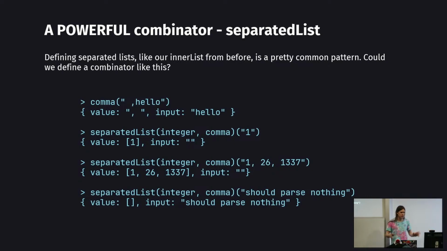I mean, this is pretty cool. So I've made separated list, and it takes in two parsers, one for an element and one for a separator. Here I've given it integer and comma, and so now if I give it a comma separated list, it will parse it. It will first try to parse the element, then the separator, then the element, then the separator, then the element.